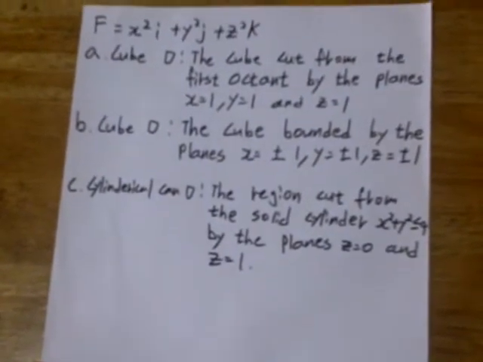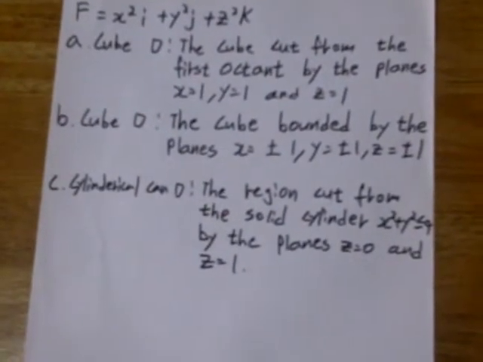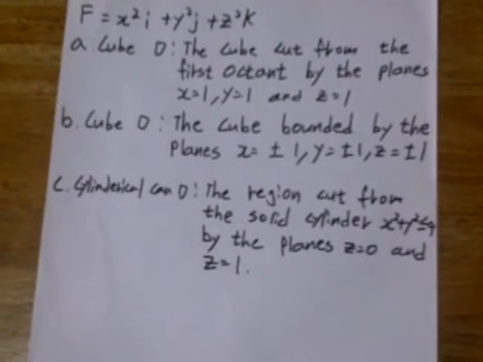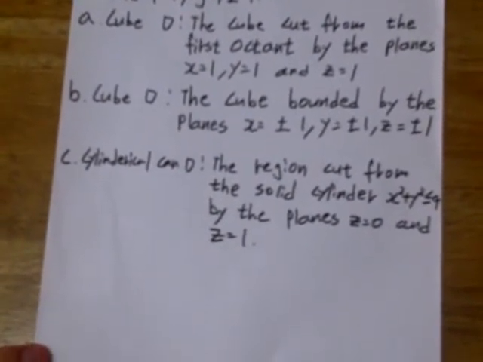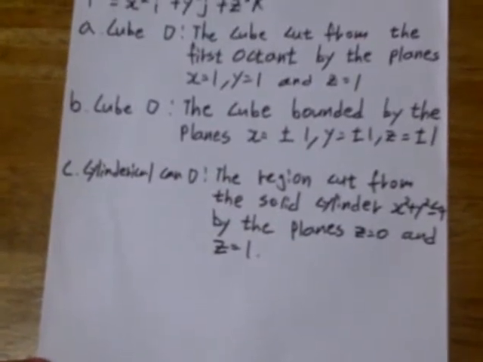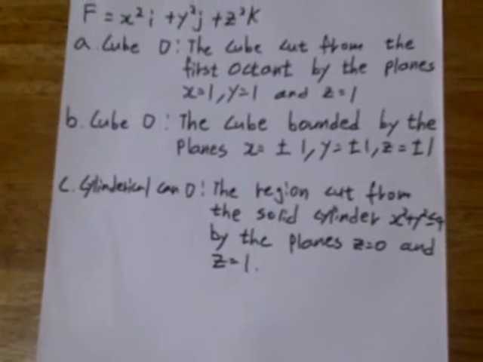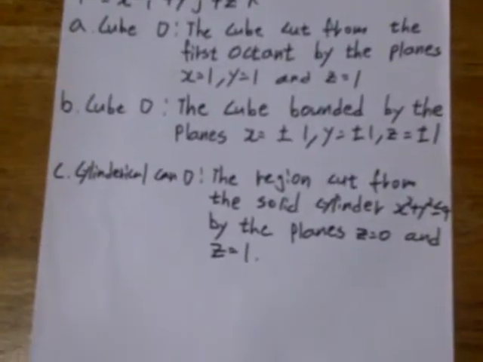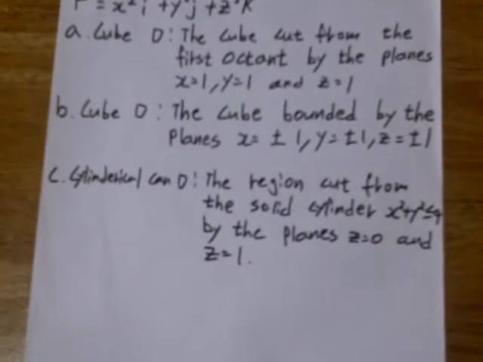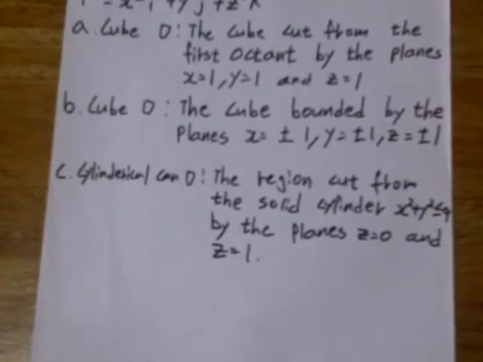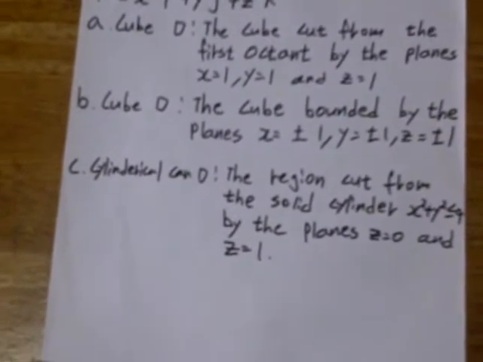Part A, cube D, the cube cut from the first octant by the planes x equals 1, y equals 1, and z equals 1. Part B, cube D, the cube bounded by the planes x equals plus or minus 1, y equals plus or minus 1, and z equals plus or minus 1. Part C, cylindrical can D, the region cut from the solid cylinder x squared plus y squared less than or equal to 4 by the planes z equals 0 and z equals 1.